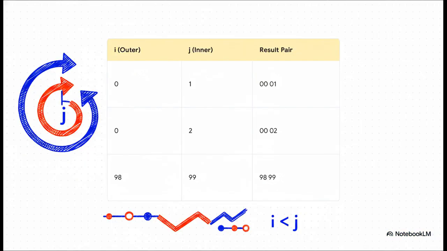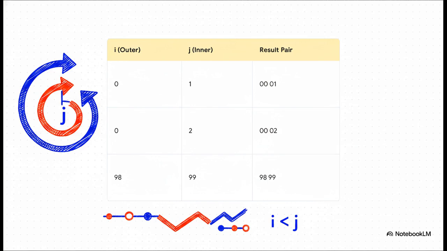With our characters safely accessible, let's look closely at how nested loops actually generate these unique pairs. We use 2 loops working in perfect tandem. Think of it like this. Imagine the outer loop, I, is the hour hand on a clock, and the inner loop, J, is the minute hand. The outer loop runs from 0 to 98. When I sits at 0, J sweeps all the way from 1 up to 99.